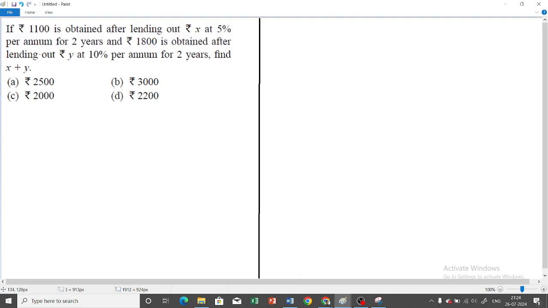2500, that's correct. Which is Sudama? 1100 is obtained after 2 years, yes, sir. If 1100 is obtained after lending out rupees X, that is the principal, at 5% per annum for 2 years, and 1800 is obtained after lending out Y. Find X and Y. So what is my simple interest? 1100 minus X is equal to X into R into 2 divided by 100. So this 2 gets cancelled out.